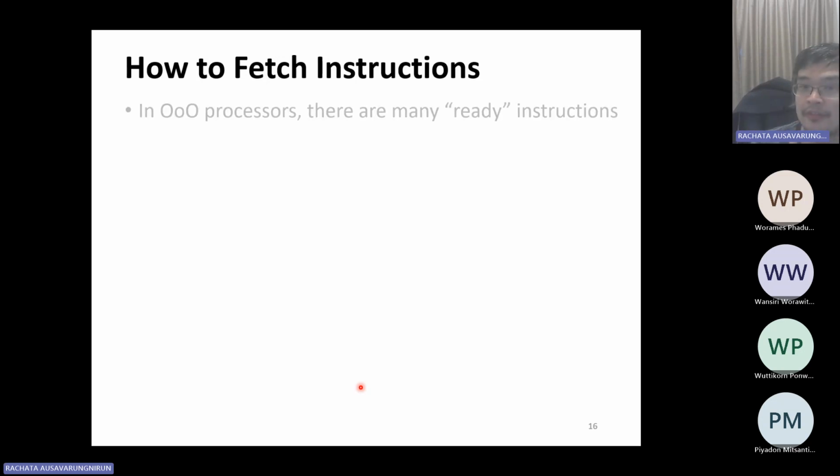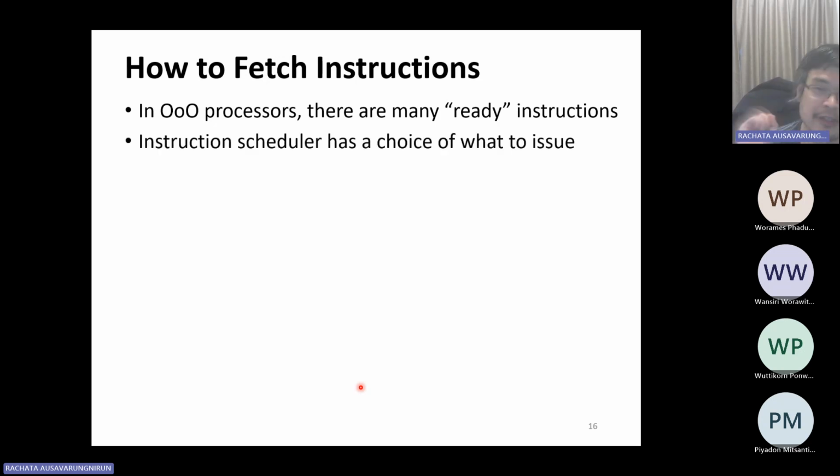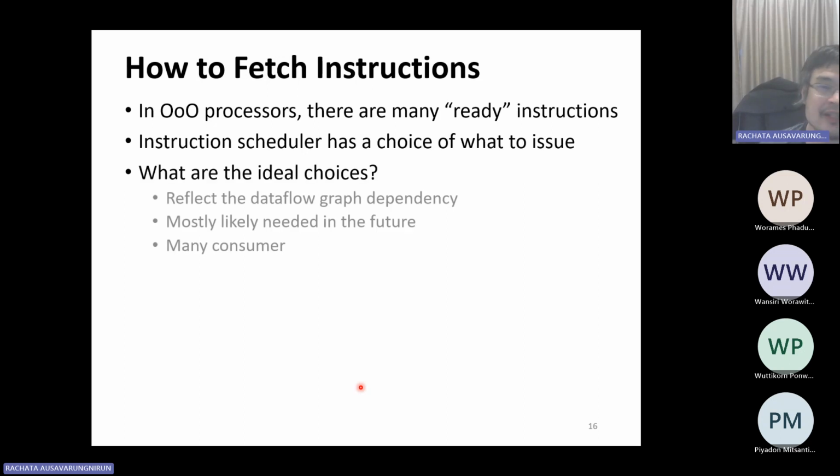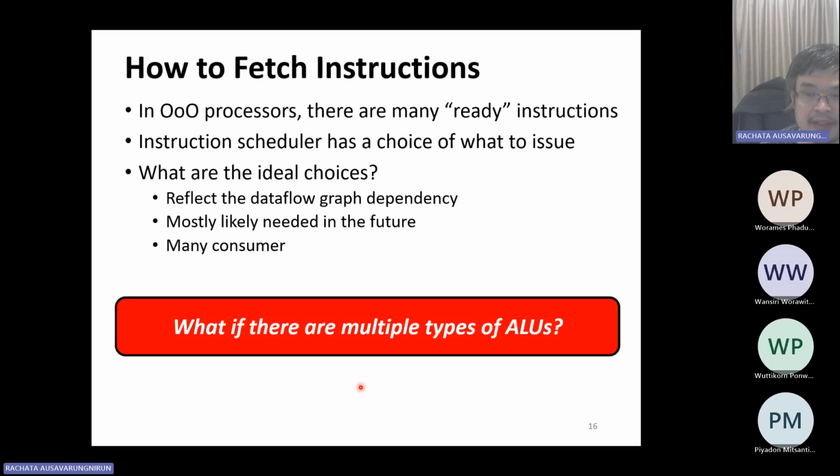Then if you look at how you would fetch the instruction, in an out-of-order processor, you keep fetching. They stay in the instruction window before they can be dispatched. There are going to be many ready instructions, and the scheduler picks what to issue, right? So there's a lot of ideal choices. You can look at the data flow graph and try to detect the critical instructions that go first, things that are most likely to be needed or have many consumers, right?